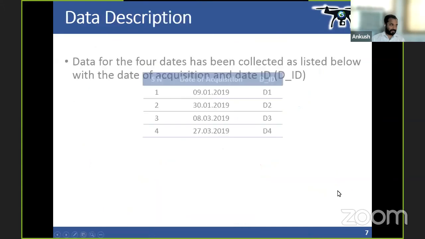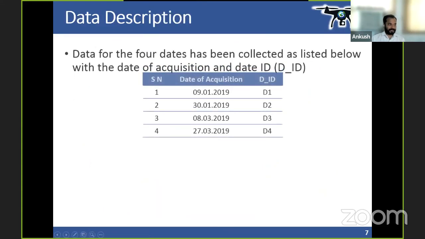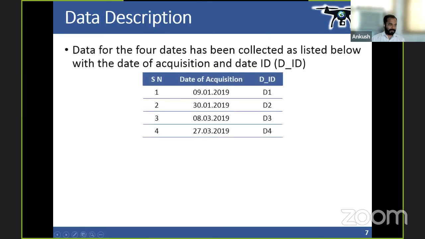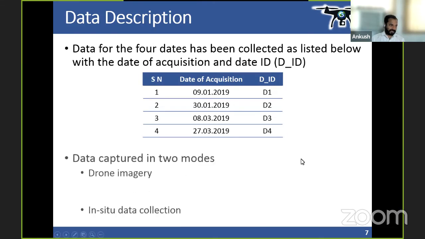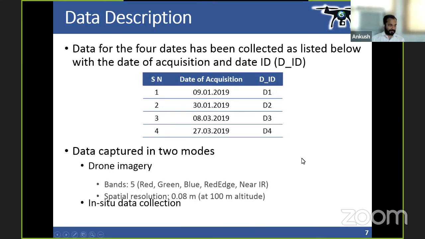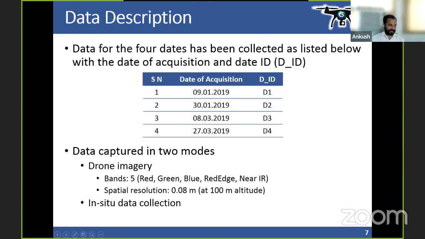So data for four dates has been collected, as mentioned in the table. And the date ID is used as a nomenclature in the further sections, denoted by D1, D2, D3, and D4. The data is captured in two modes: first by using the drone image, and second, in-situ data collection.